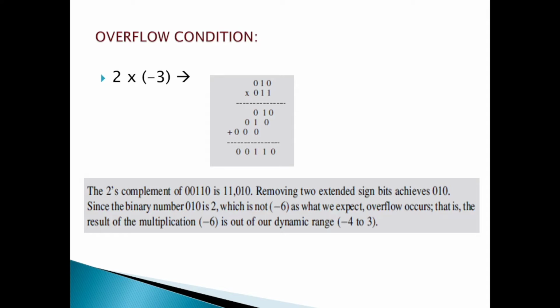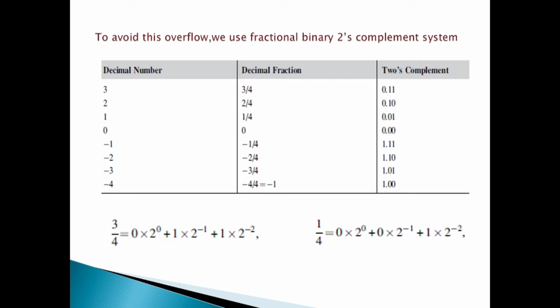To overcome this overflow problem, we can go with a 3-bit 2's complement system using fractional representation. In this system, we normalize our range between -1 to 1. Here we can observe -3 is represented as -3 by 4, 2 as 2 by 4, -1 as -1 by 4, and so on. And so 3 is represented as 0.11, whereas in its 2's complement form it is 011. Similarly, -1 here is 1.11, and 111 in its 2's complement form.